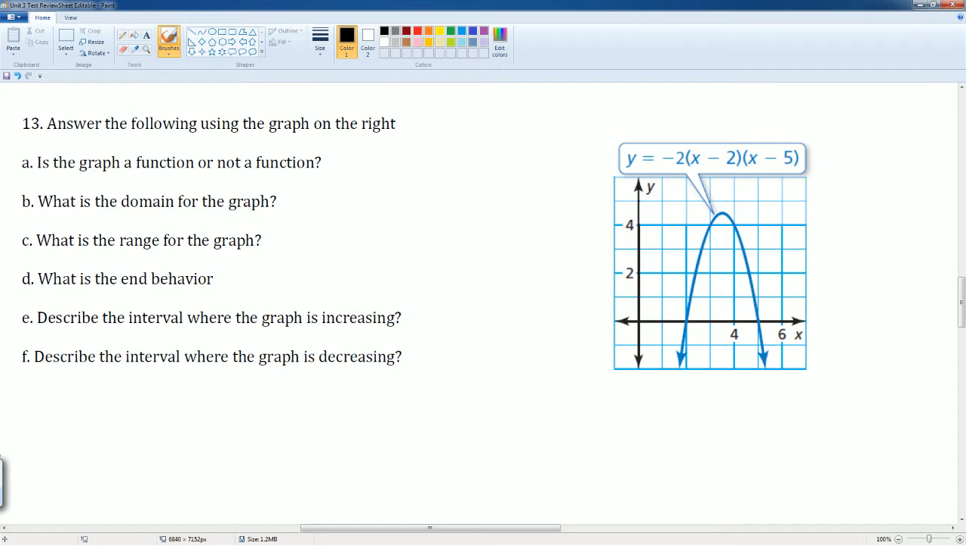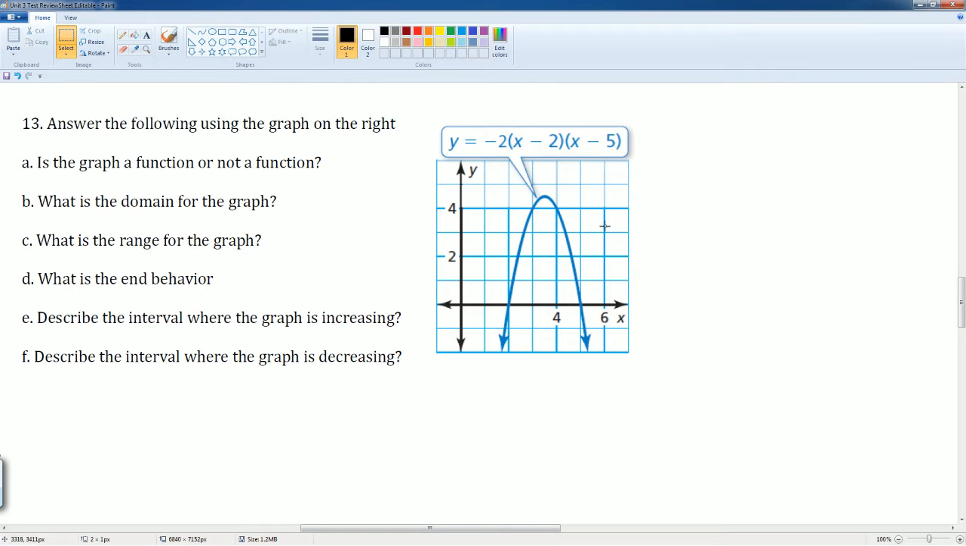Welcome to the Term 4 Final Test Review Sheet Solution tutorial. Here I will be covering number 13. It asks us to answer the following using this graph to the right. The graph to the right here is our quadratic because the shape here is a parabola.